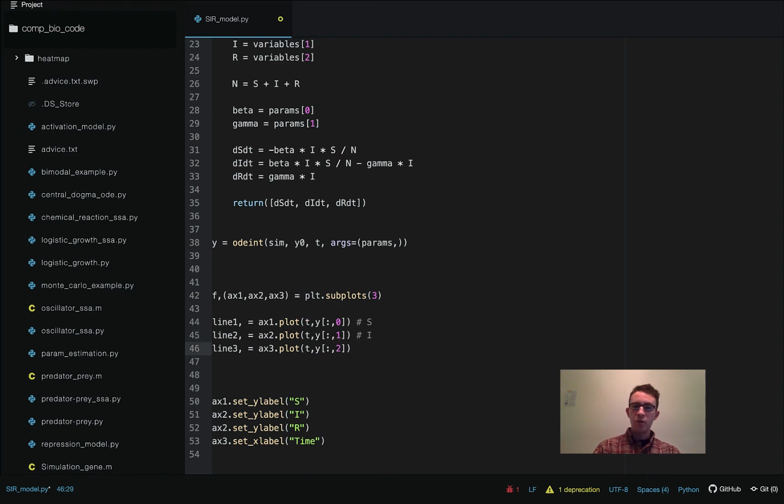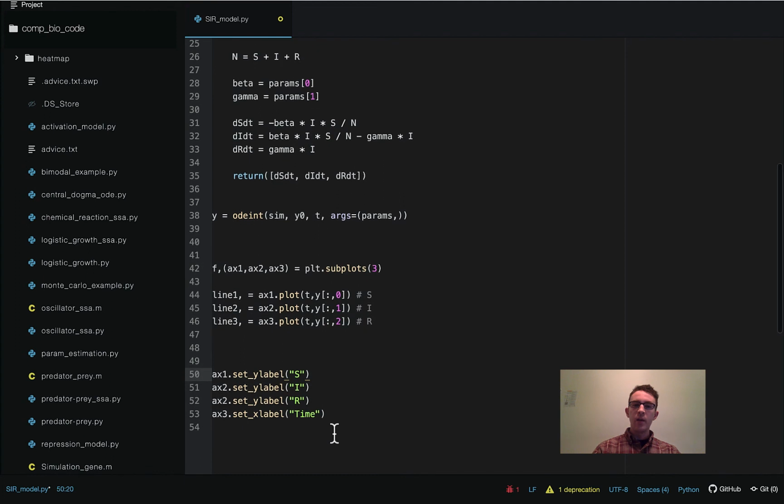And then lastly, of course, is R, our removed category. We're taking the third column in this y matrix, and then all the rows in that third column, and that'll give us a value for R for each of our time points that we solved over. And then down here, just labeling everything. And for the last one, just labeling the x-axis as time. That'll say that it's time for all of them. And then lastly, just plt.show.